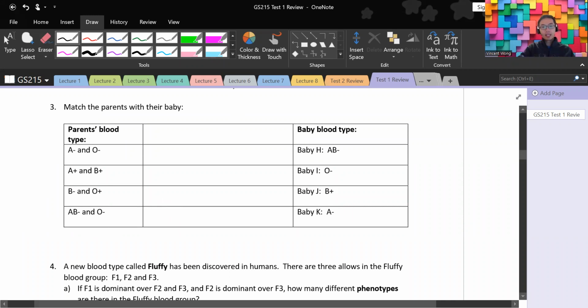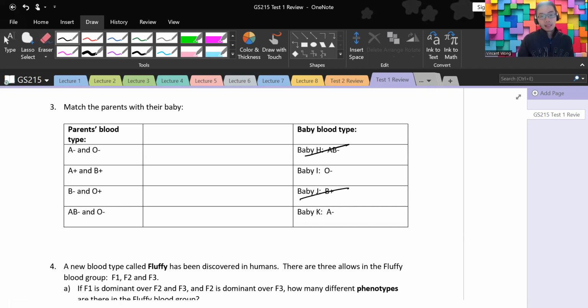Let's try to do it together. Okay. So here, we can take a look at here. This is type O, and so immediately I can reject AB, right? So that's not theirs. They are both negative, so I can reject the positive as well. Is that okay?